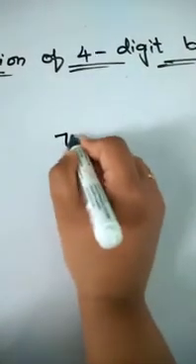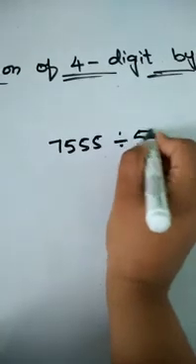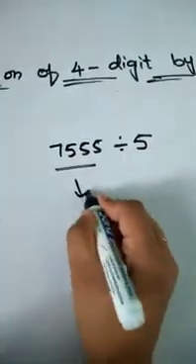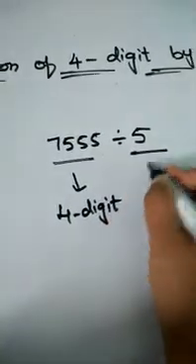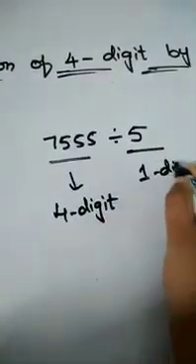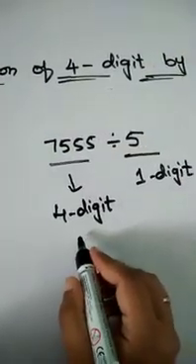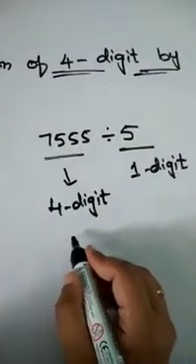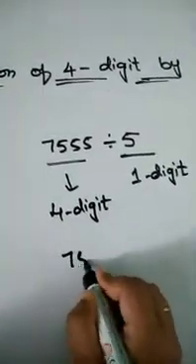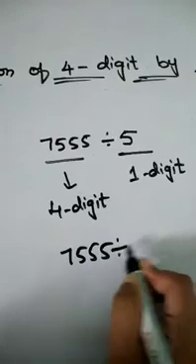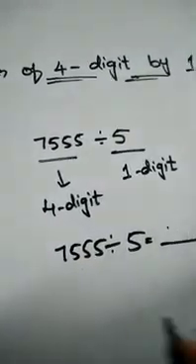7555 divided by 5. This is 4 digit, and this is 1 digit. This 7555 is the dividend, and 5 is the divisor. So what we have to do is find the quotient.